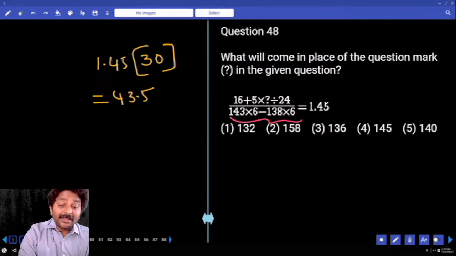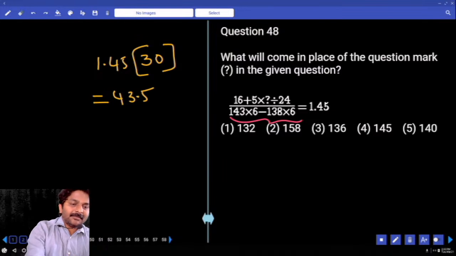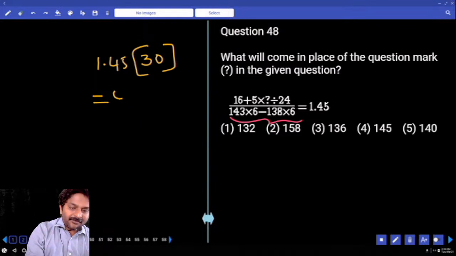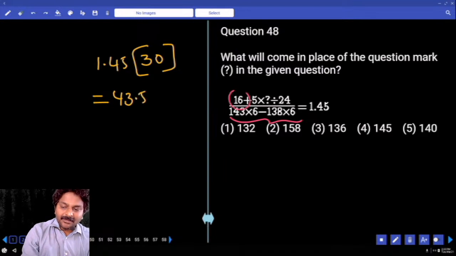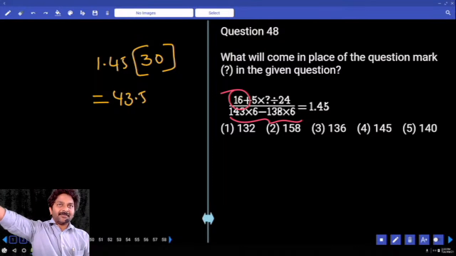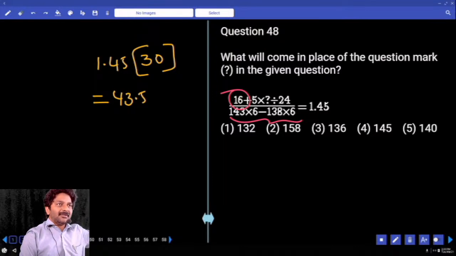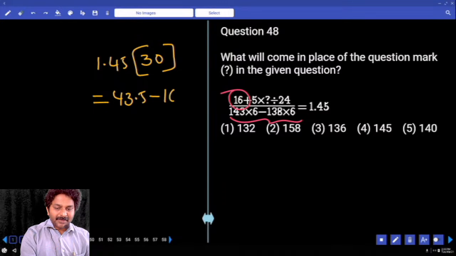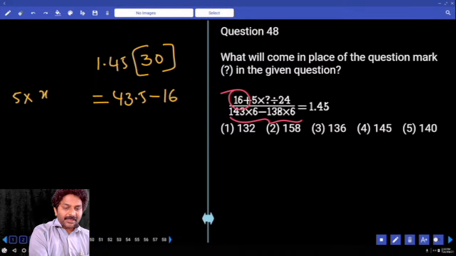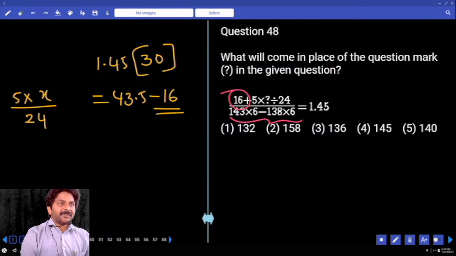43.5. Can I write it as 87 by 2? Come on, 87 by 2. వద్దులే, 43.5 గానే రాద్దాం. ఎందుకంటే ఇప్పుడు చెప్తా. 16 plus we have. I want to take 16 to the other side. If I write it as 87 by 2 minus 16, again you need to take LCM. I don't want to do that stuff. So minus 16. Left hand side, how much is there? 5 into x divided by 24. Correct? Subtract 16 from 43.5.